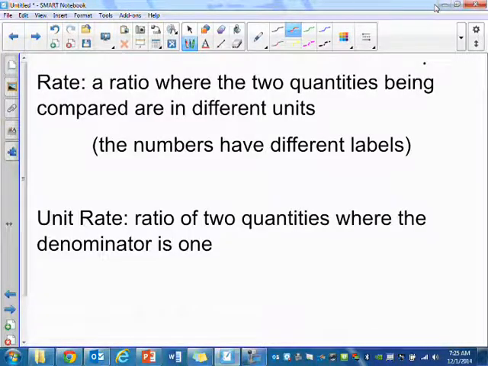Before we get into learning about the rate of change, let's review a few things. First, let's recall what a rate is. So a rate is a ratio where the two quantities being compared are in different units. So the numbers have different labels, is basically what we're saying here. So a rate, remember, can be written as a fraction with a colon. So here would be an example.